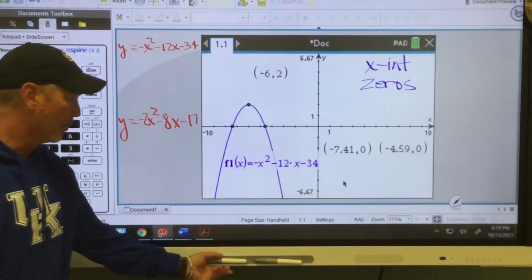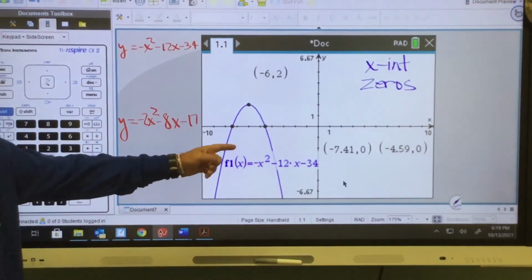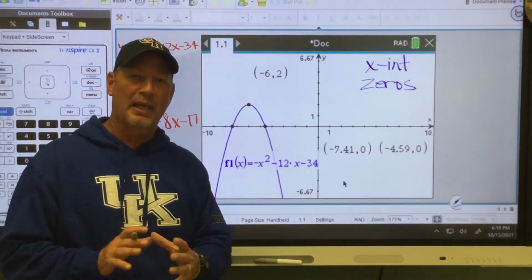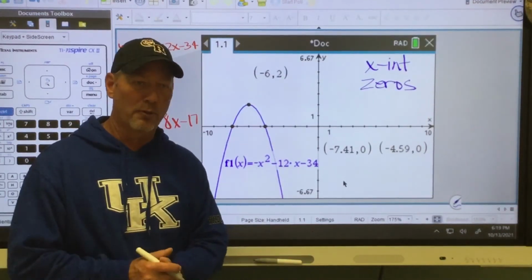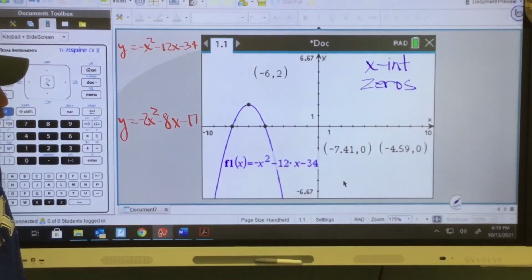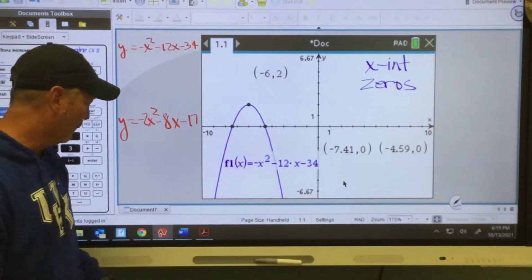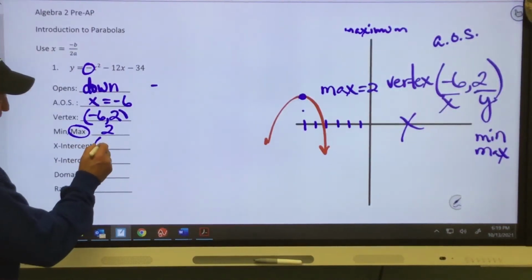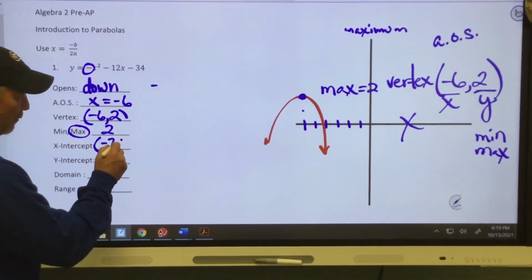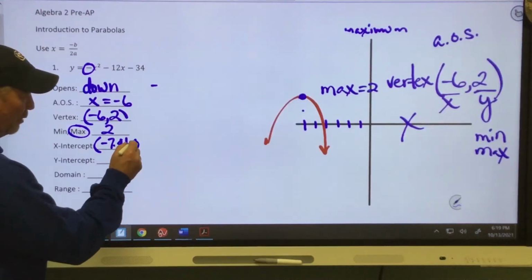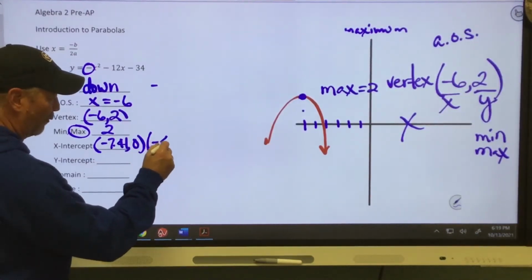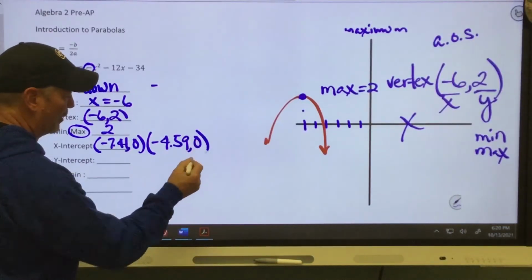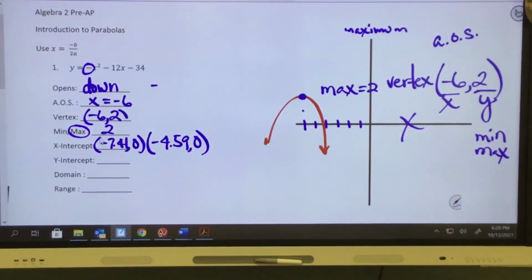So on our paper, we're going to say -7.41, 0. It's an actual location on the graph. Please write it as an ordered pair. So -7.41, 0 and -4.59, 0. There are our X-intercepts. Okay?